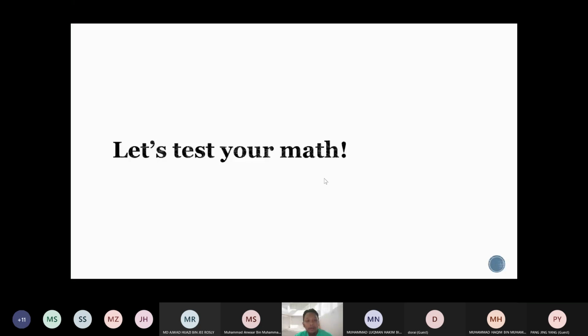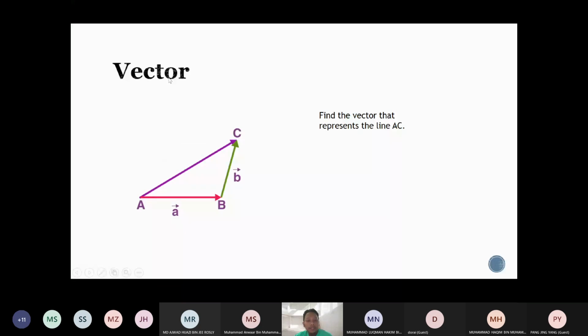Okay, so let's test your vector knowledge. Let's say you are given these vectors: vector A in red, and vector B in green. So the question is, can you find the vector AC? Can you do it? Anybody try to answer, okay? So that the class is not boring. Okay, do you have an answer? Anybody who knows this?